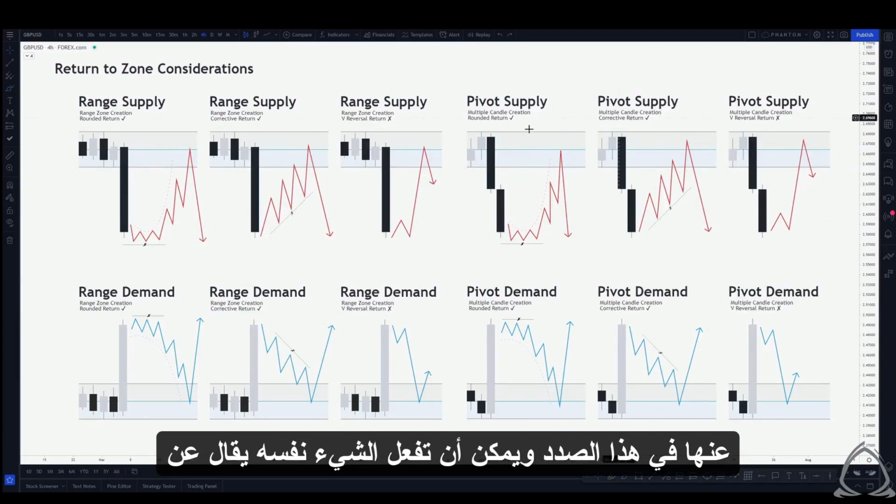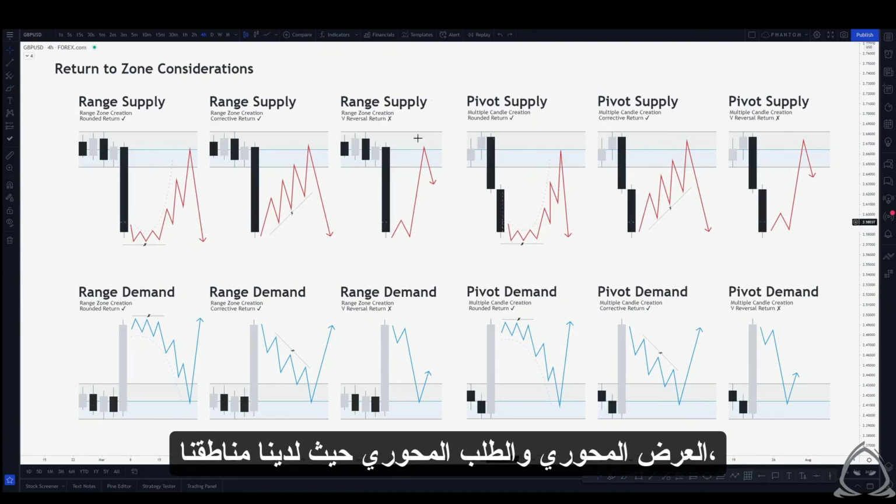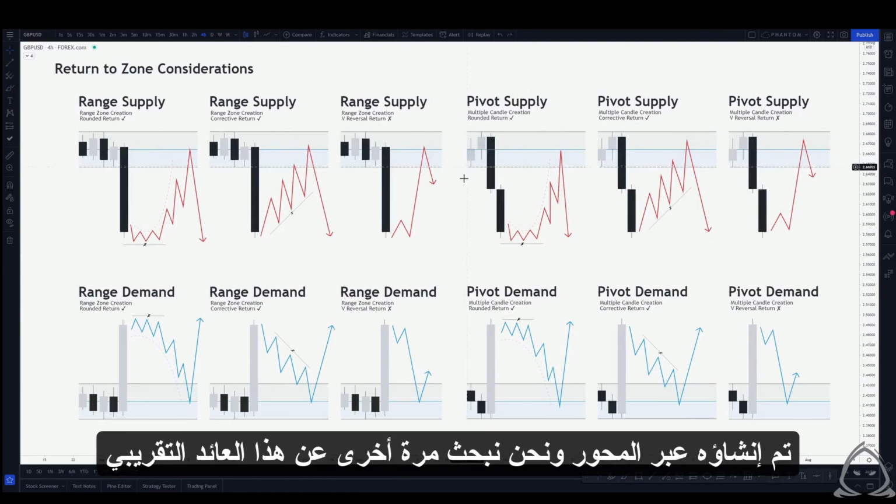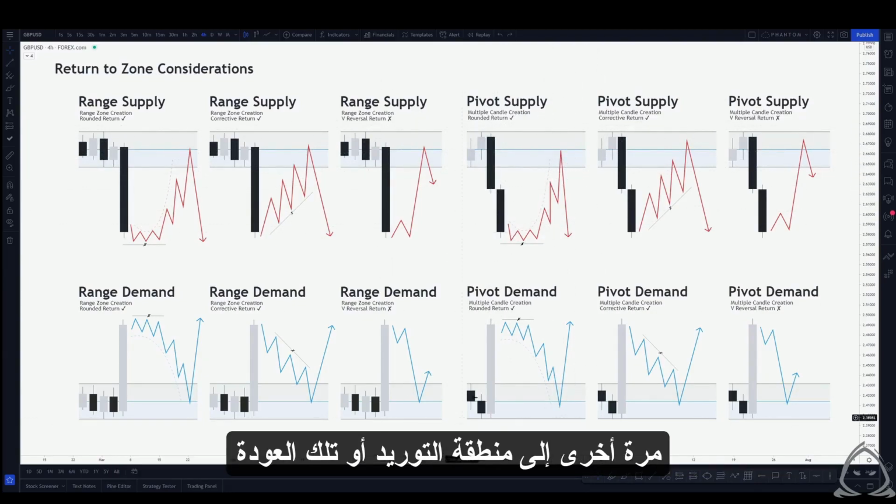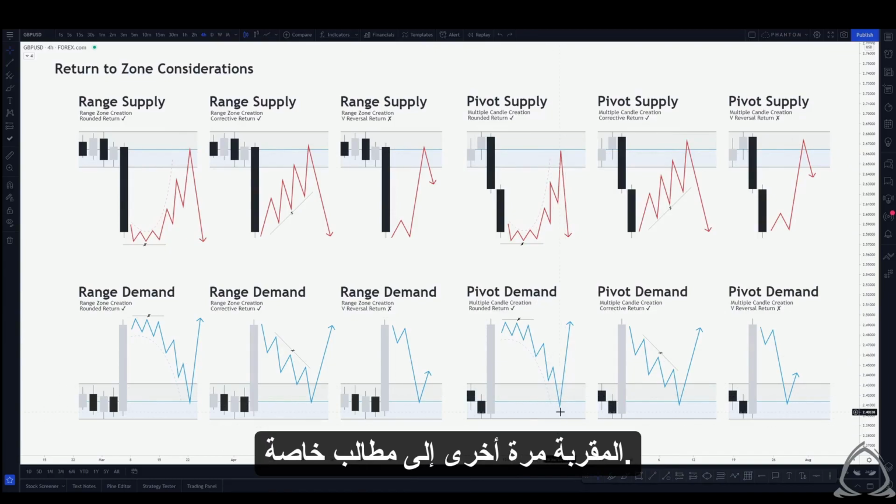And the same can be said for pivot supply and pivot demand, where we have our zones created via a pivot and we're looking for, again, that rounded return back into that supply zone or that rounded return back into the demand zone.